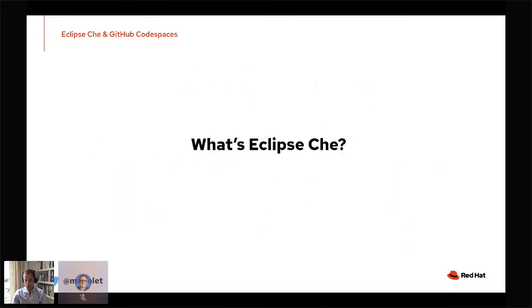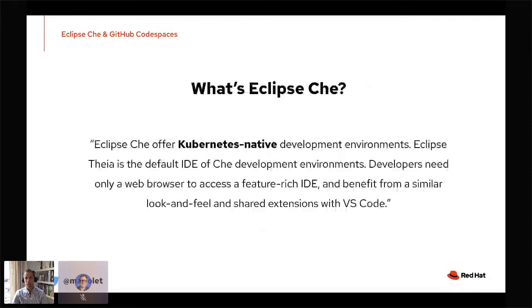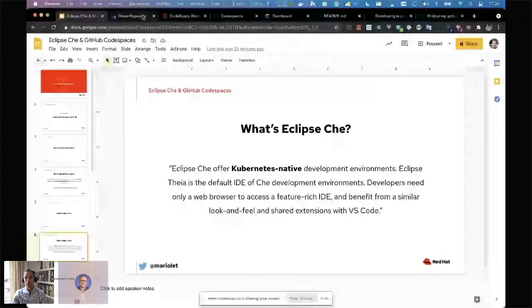For Eclipse Che, what is Eclipse Che? Eclipse Che offers a Kubernetes native development environment, and Eclipse Theia is the default IDE of Che development environments. Developers only need a web browser to access a feature-rich IDE and benefit from a similar look and feel and shared extensions with Visual Studio Code. So that's a definition of Eclipse Che. I think that beyond all those words, I would like to show you what it looks like.